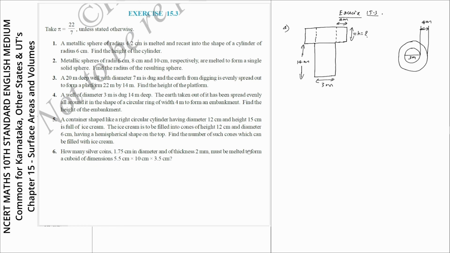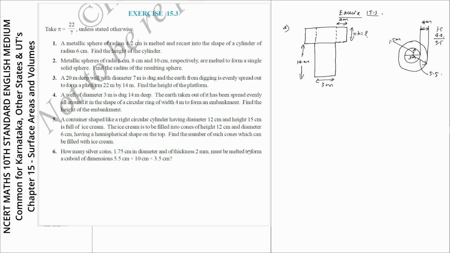Now here you can see there are two radii. One radius is 1.5 meters, half of the diameter, half of 3 is 1.5. And there is another radius, which is equal to 1.5 plus 4. 4 is the width of the embankment, so 5.5. So this radius is 5.5.